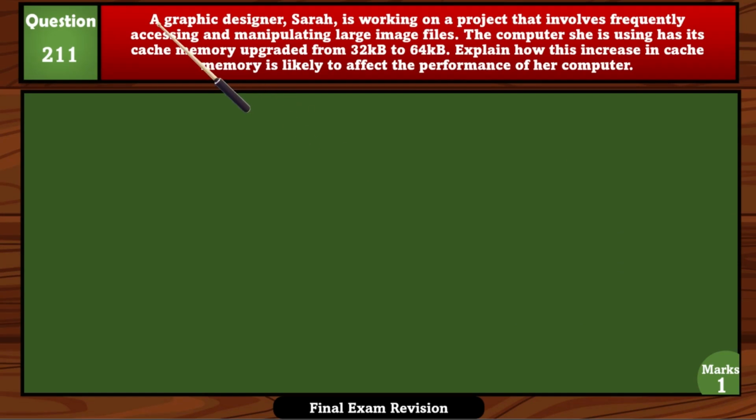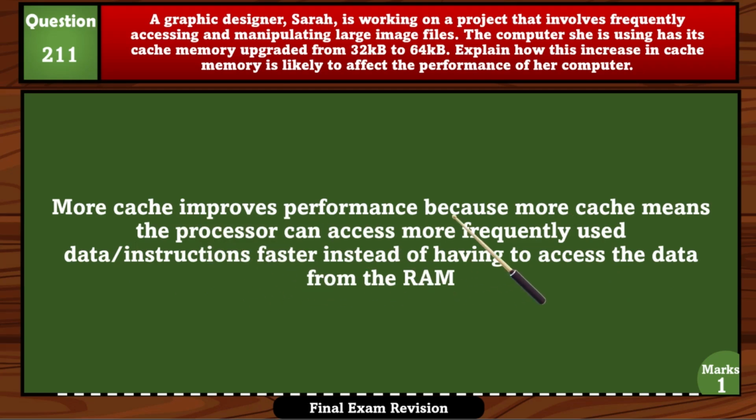Question 211. A graphic designer, Sarah, is working on a project that involves frequently accessing and manipulating large image files. The computer she is using has its cache memory upgraded from 32 KB to 64 KB. Explain how this increase in cache memory is likely to affect the performance of her computer. More cache improves performance because more cache means that the processor can access more frequently used data or instructions faster, instead of having to access the data from the RAM.